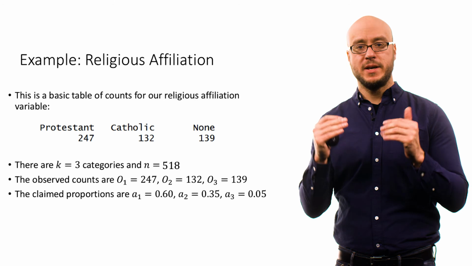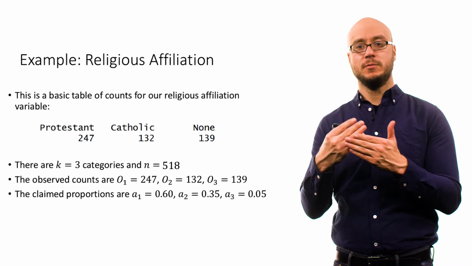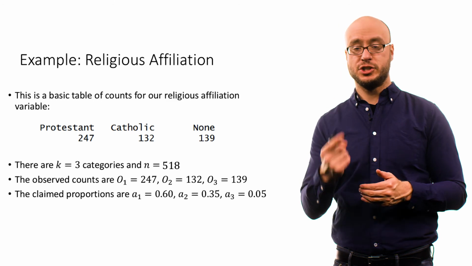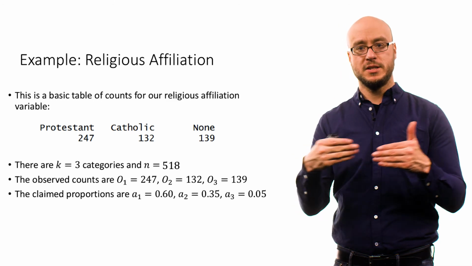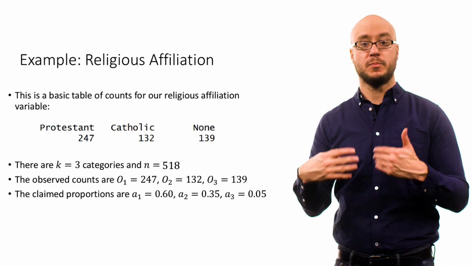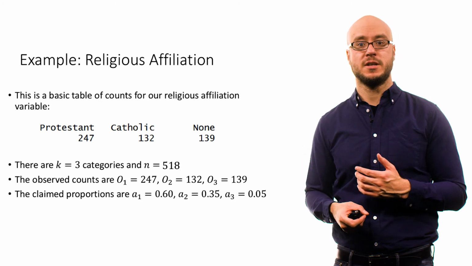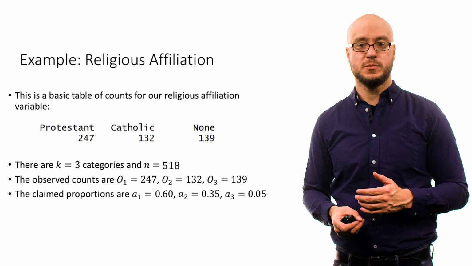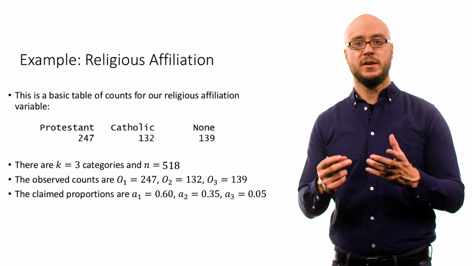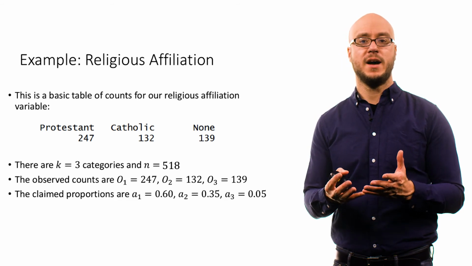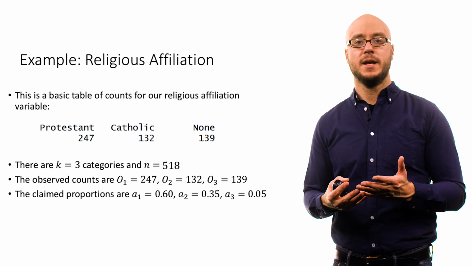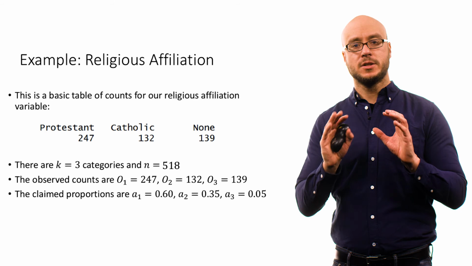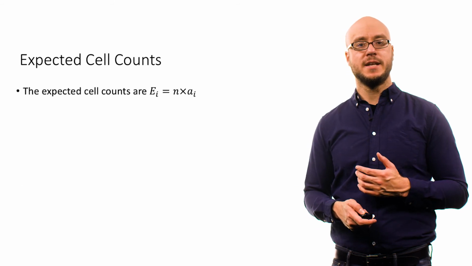What we're trying to do is, based on these claimed proportions, see how this compares to the actual data. These claimed proportions should equal 1. That's because we can interpret these proportions as probabilities. The probability, according to this religious studies scholar, of a young person being Protestant is 0.6. The scholar is claiming that the probability of a young person being Catholic is 0.35, and the probability of a young person having no religious affiliation is about 0.05. So let's continue on with the religious study example.